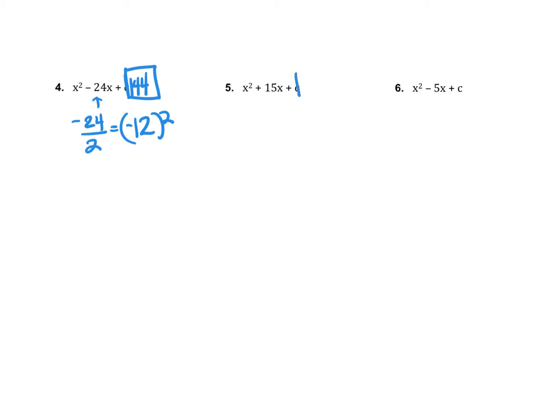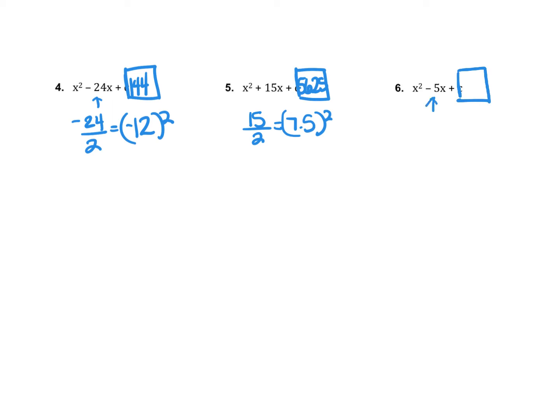All right, our next one then. Okay, now this one's going to turn out as a decimal. Notice I can't take half of 15 without getting a decimal. So I'm taking half of 15, and I'm getting 7.5, and then again I'm going to square that. And when I do that, I get 56.25.